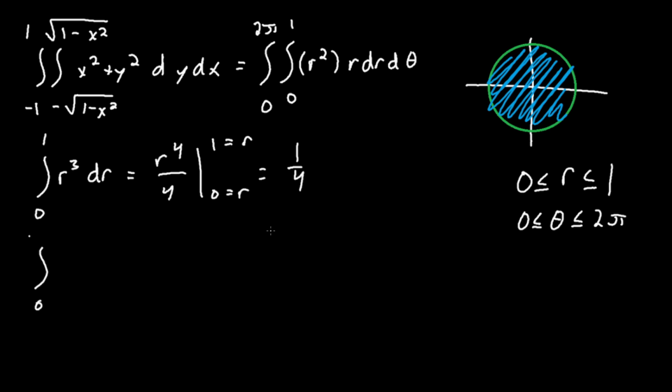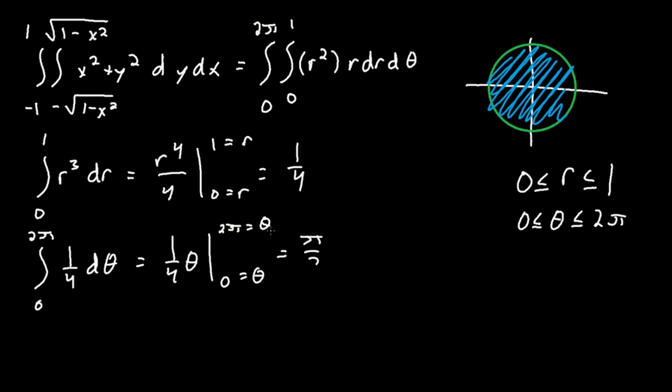And then now we integrate with respect to theta. So we get 1/4 d theta. So we get 1/4 times theta from 0 to 2 pi. And all we have to do is multiply 1 over 4 by 2 pi, which I should have written here. And 1 over 4 times 2 pi is simply pi over 2. There you go. This is our double integral when we integrate the same function, but instead over the entire circle.